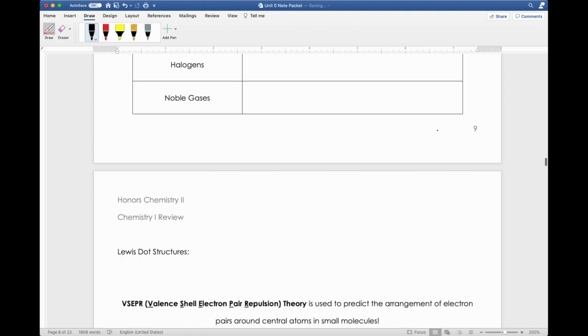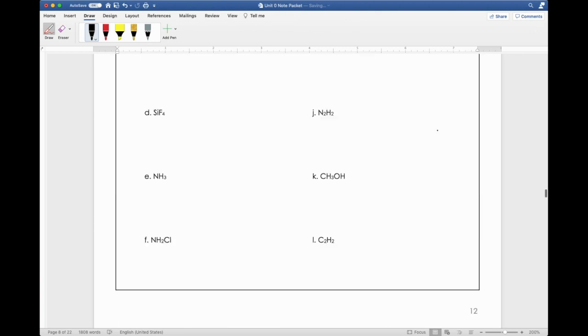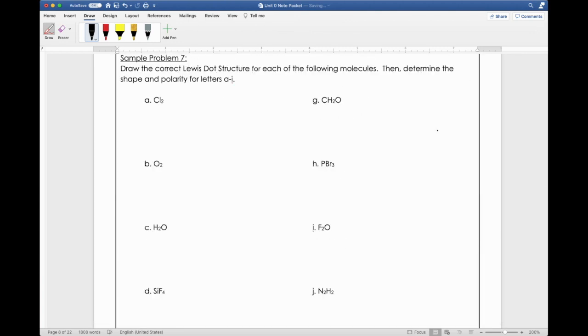So using that, let's go ahead and do this one right here. Let's just do the Lewis dot structures first for each of these. Then we'll go through and determine shapes, and then we'll determine polarity. I think it's just easier to do it that way. In this case, we're going to draw the Lewis dot structure for diatomic chlorine. Chlorine has 7 valence electrons, so you want to show those 7 valence electrons using dots around all 4 sides.